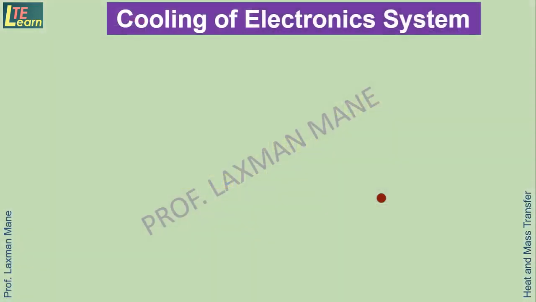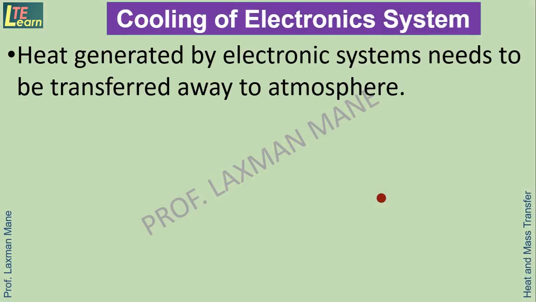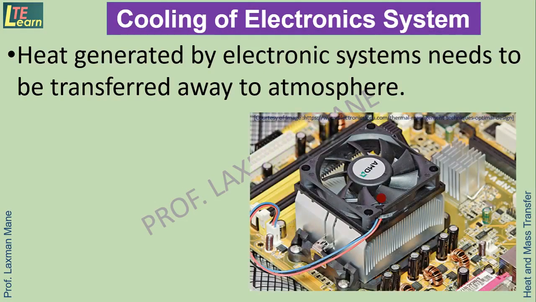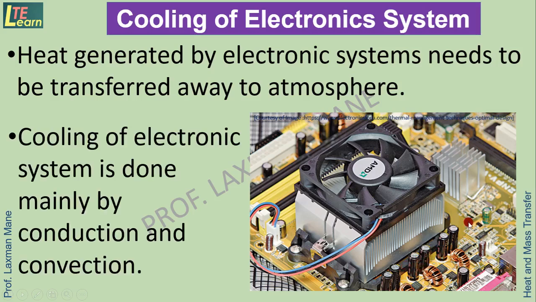So in cooling of electronic systems, the heat generated by electronic systems needs to be transferred away to the atmosphere. Here in this image we can see the electronic components. This is a circuit board. In this case, cooling of the electronic system is done mainly by conduction and convection.